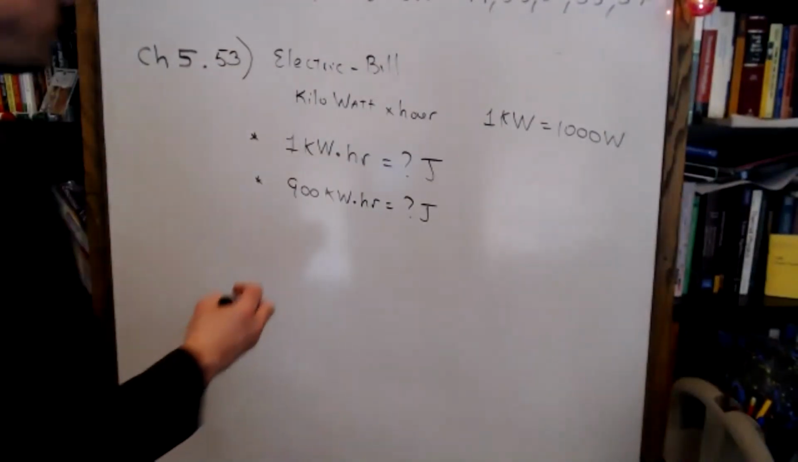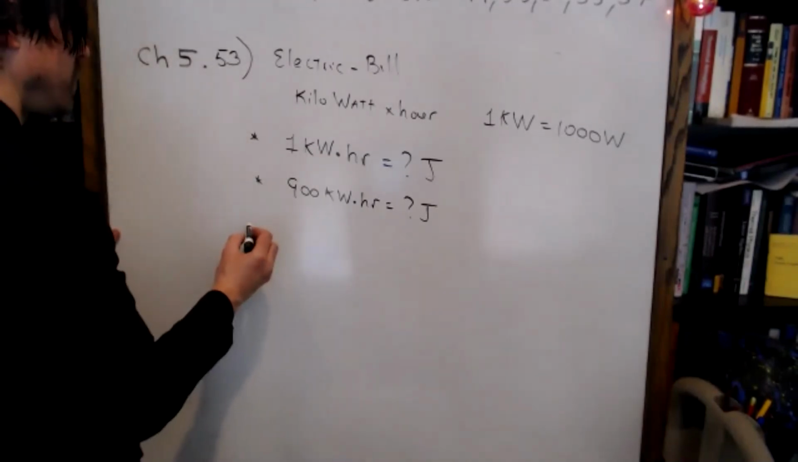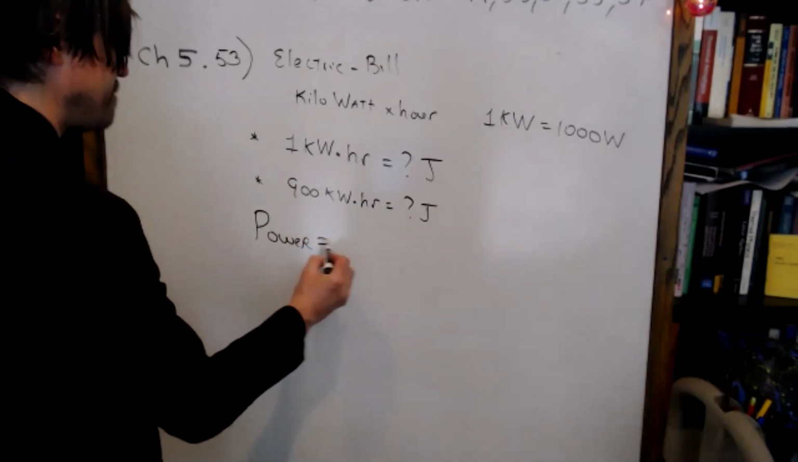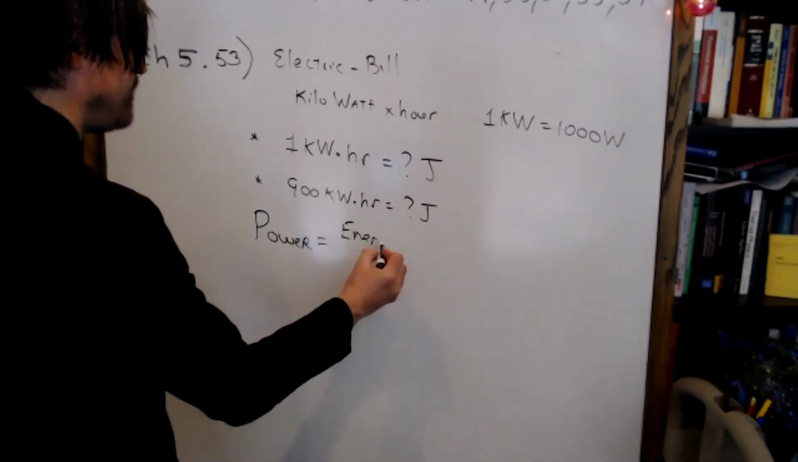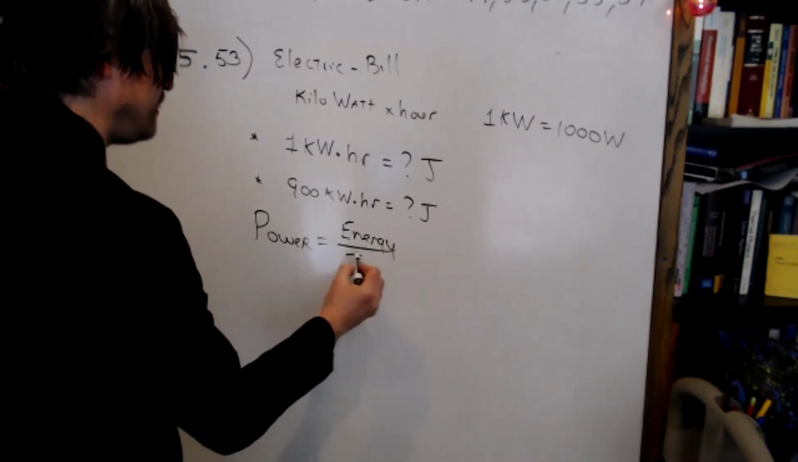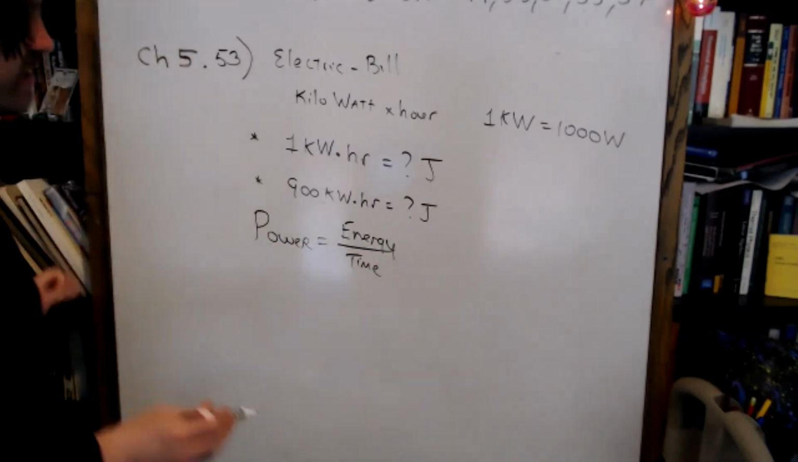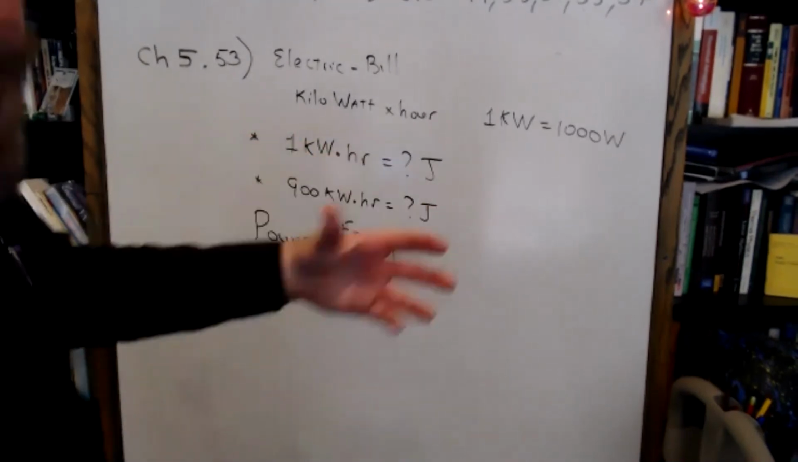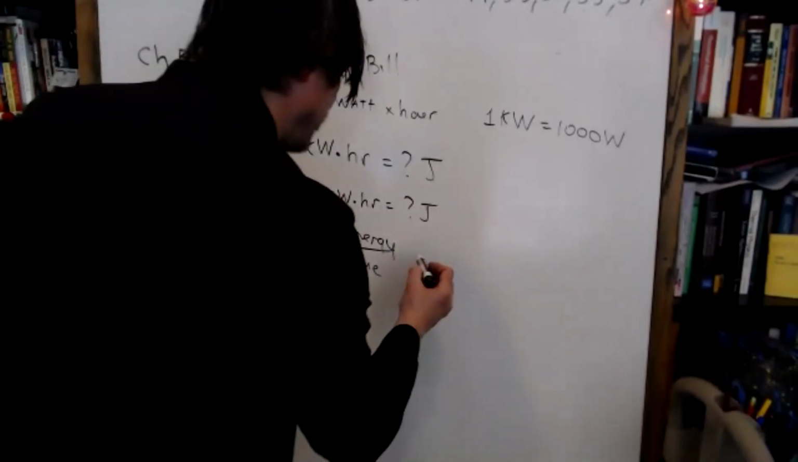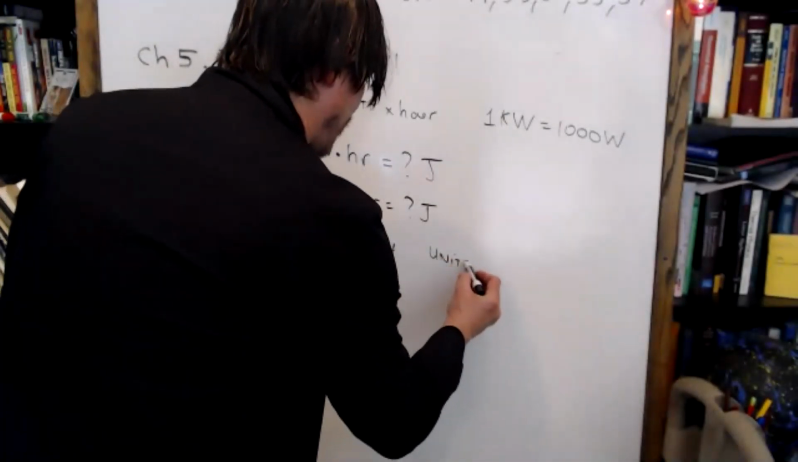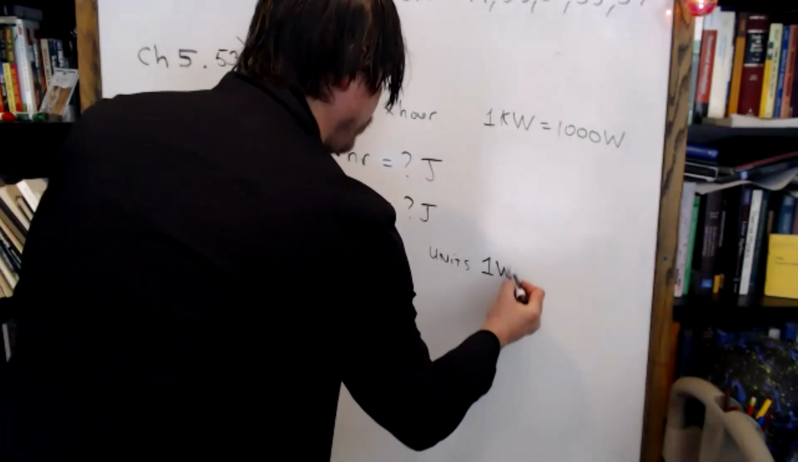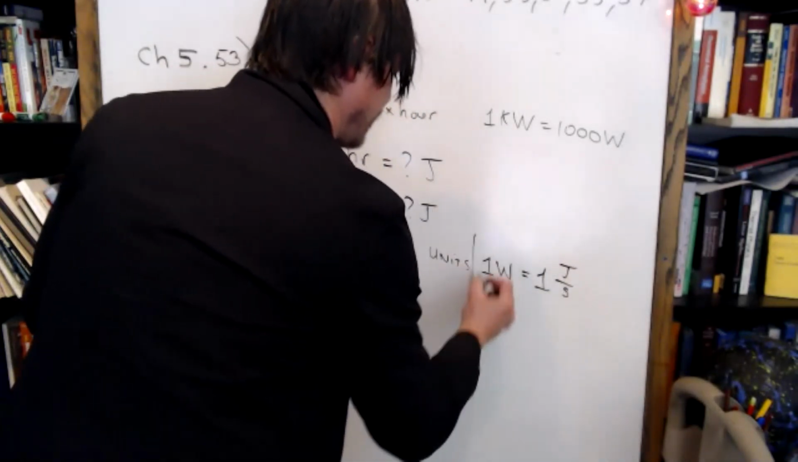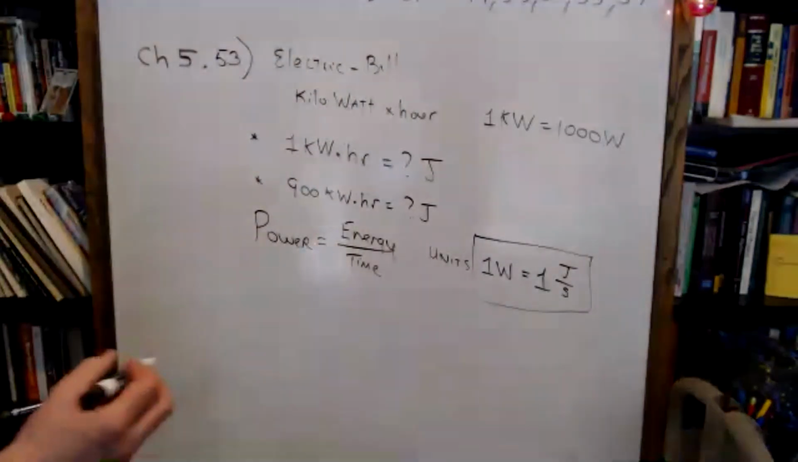Okay, so here's how this works. Watts are units of something called power. Power in physics is energy divided by time. It's a rate of energy flow. Power is not the same thing as energy. It's a flow of energy, and it uses units called watts. 1 watt is equal to 1 joule per second. That's crucial for doing this problem.